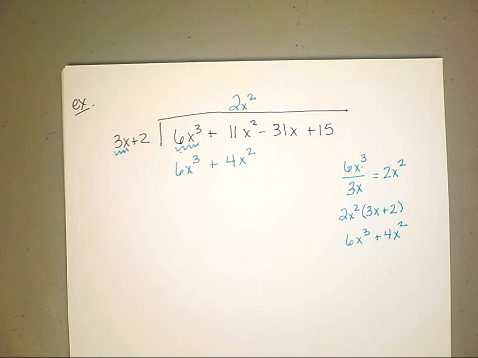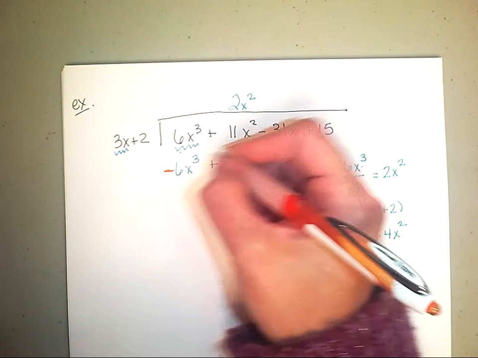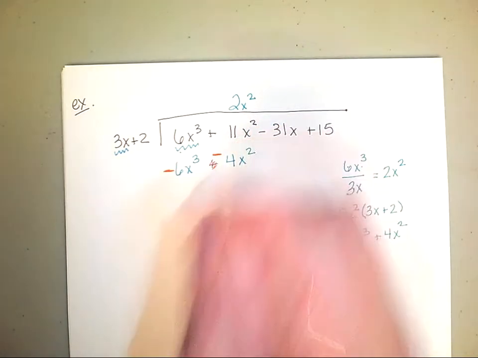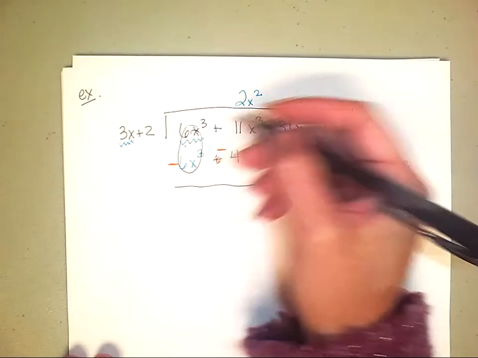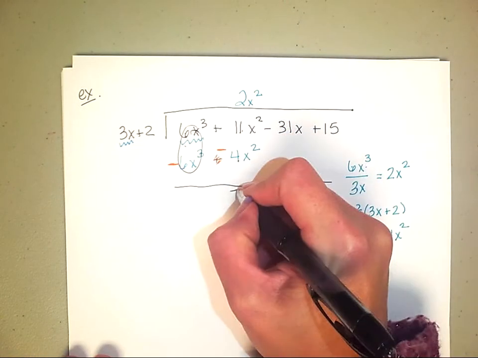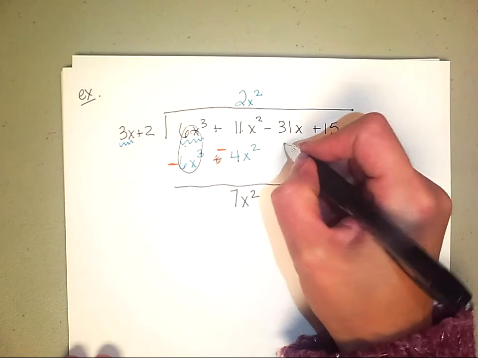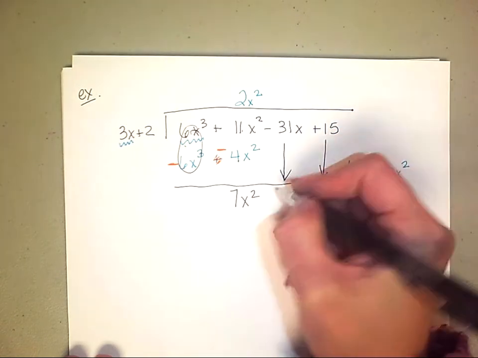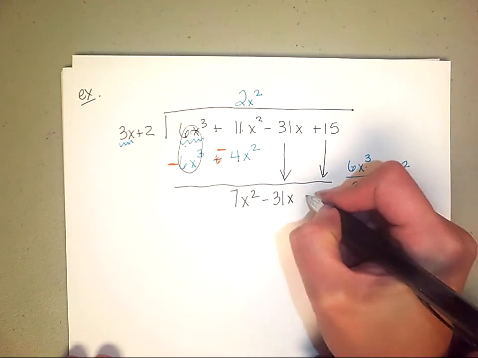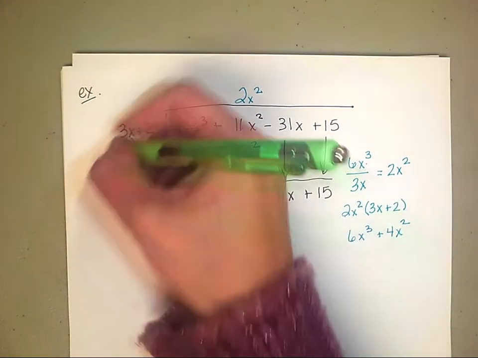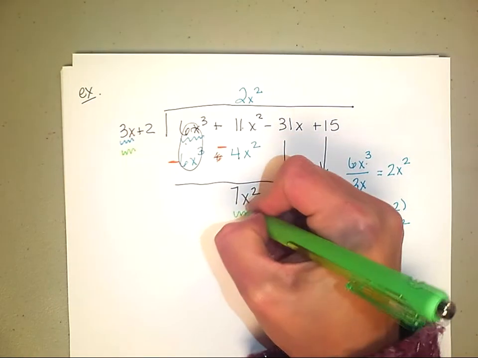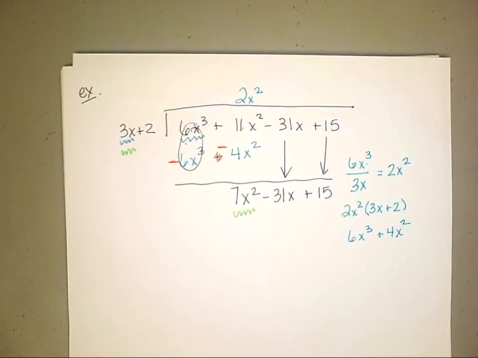But then we're going to subtract. So remember that subtracting will change the signs. So this needs to become minus, and so will this. Now we subtract. This goes to 0, and 11 minus 4 is 7x squared. And now we can bring down the rest. Then we start the process over. 3x goes into 7x squared.